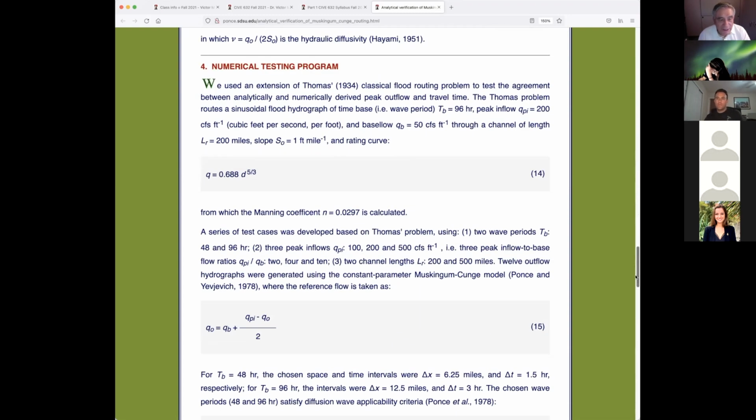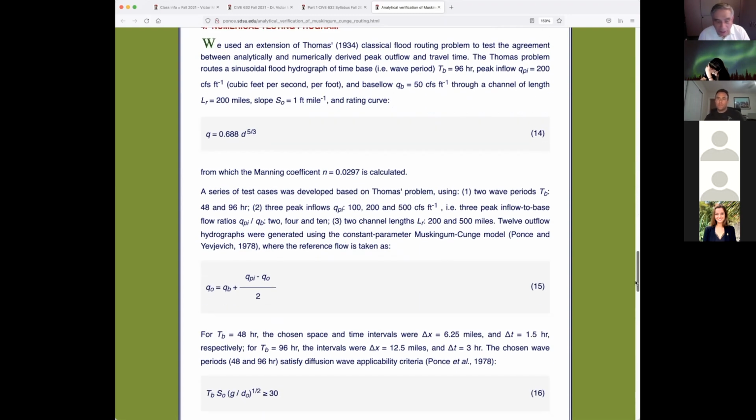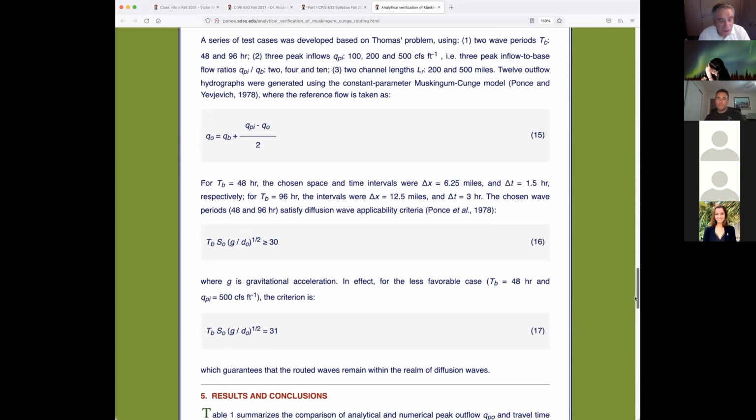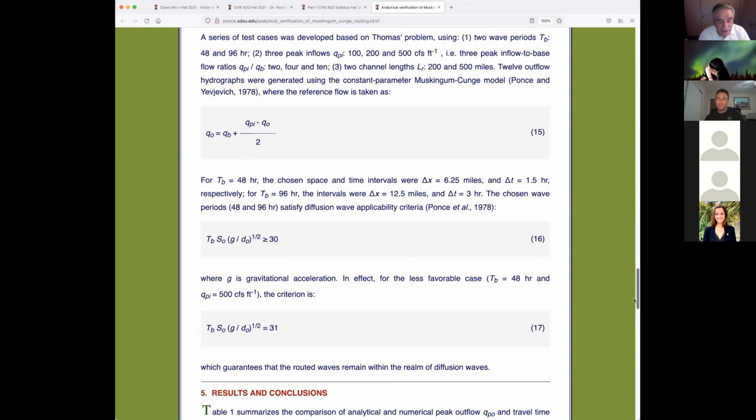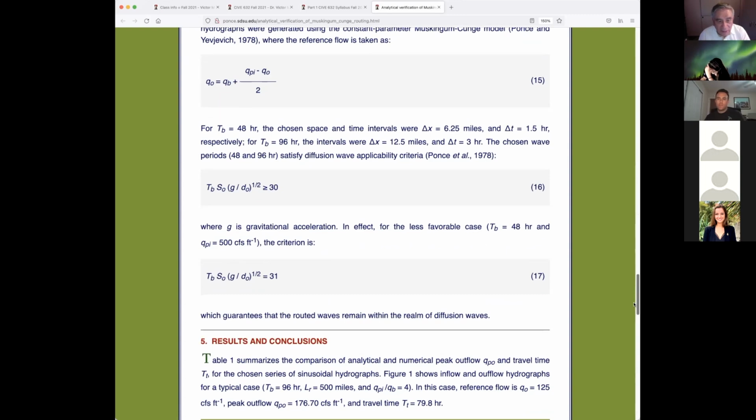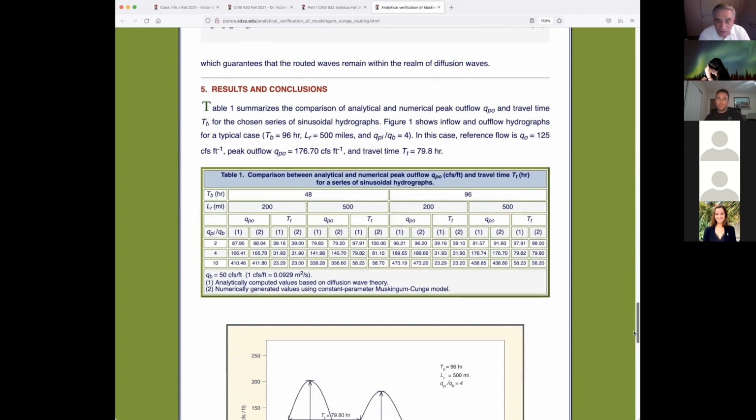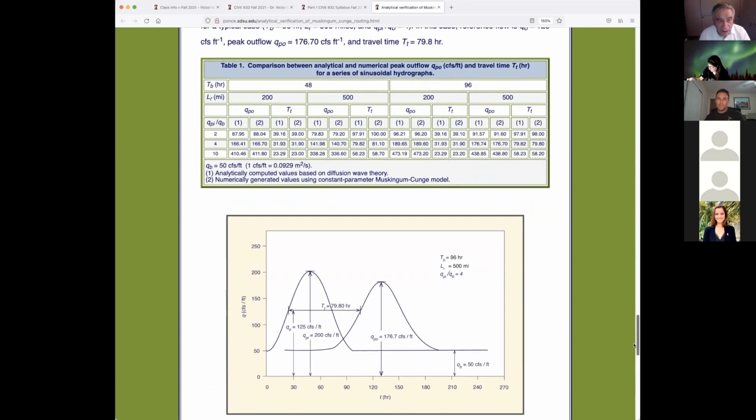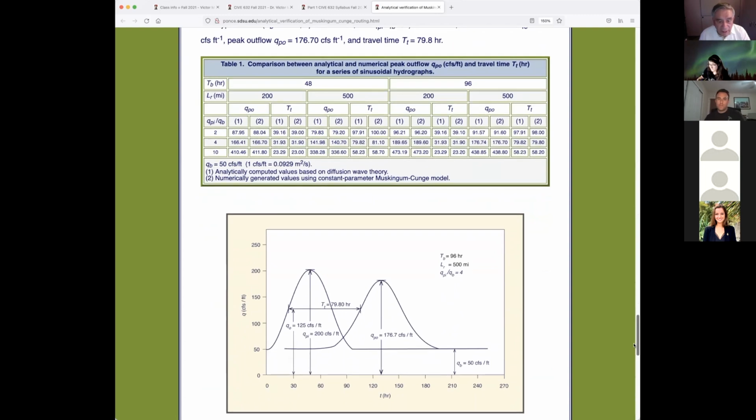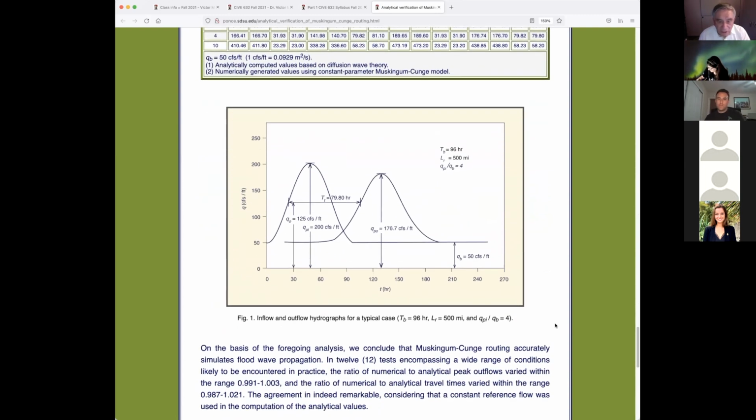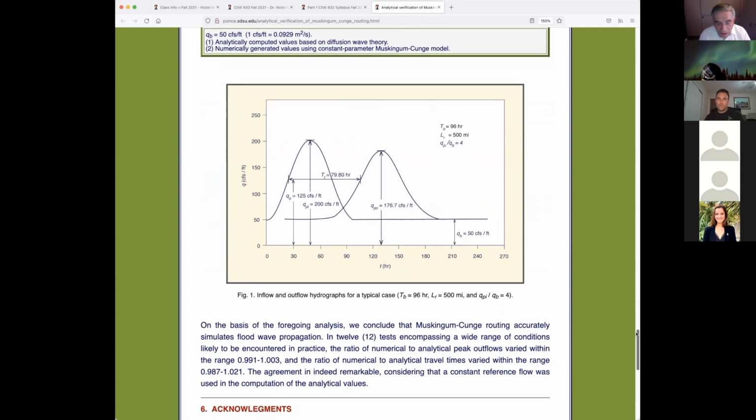Okay. Then the numerical testing, we use Thomas problem. The Thomas problem is a great problem for testing. We tested the applicability, it should be greater than 30, and it was equal to 31. This is summary and conclusions. I already told you, okay? And I already told you about that. And I plotted the hydrographs. They look beautiful, sinusoids, okay? They look beautiful sinusoids, and that's what we could do.